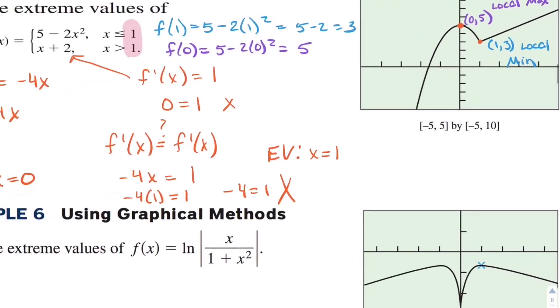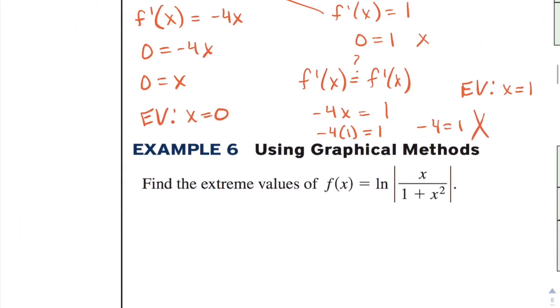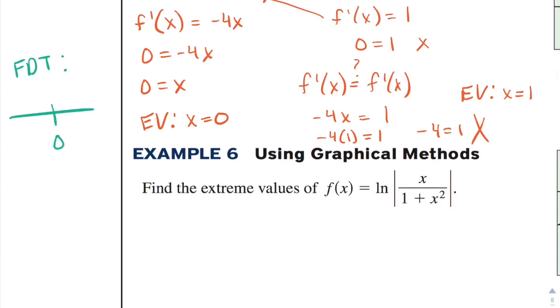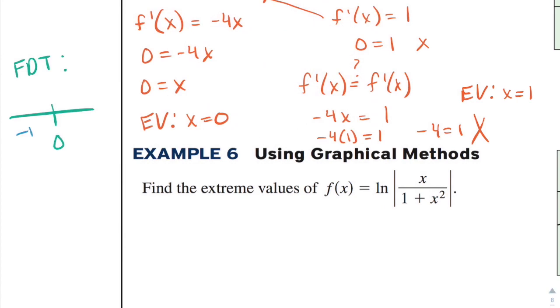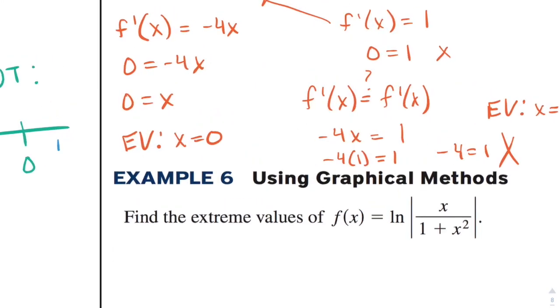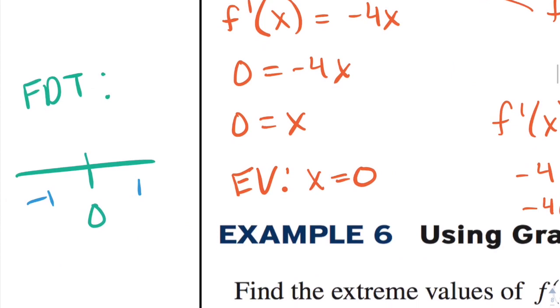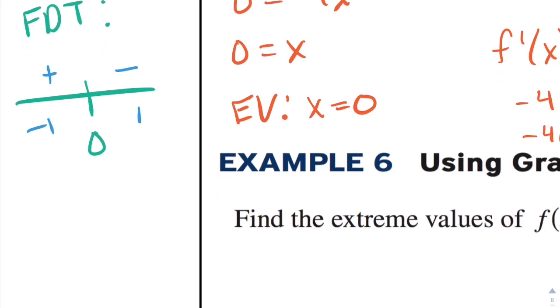Again, how do I know it's a max? Well, if I did my first derivative test, I can actually test it out. The location here is 0. I'm going to pick a number lesser, I'll pick the number negative 1, and I'll pick the number 1. Negative 1 times negative 4 is a positive 4. And then 1 times negative 4 is a negative. So again, we have a positive negative happening, so we know that it's going to be a max.